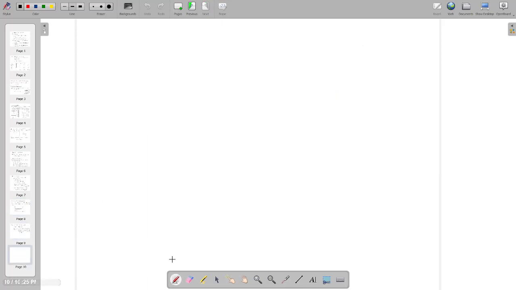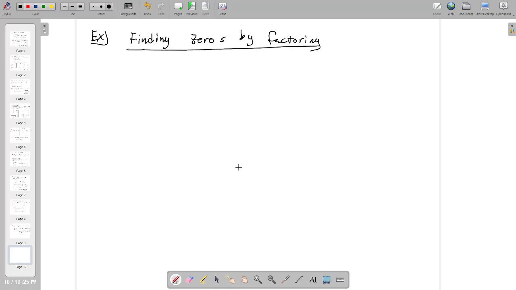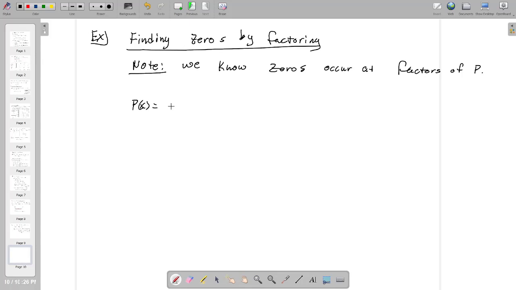Okay, we're going to do a different type of example here now. We're getting to a point where we can combine a few of the things that we learned so that we can try to graph an equation. First, I want to note, we know zeros occur at factors of p. If our p of x is equal to x cubed plus 4x squared minus 4x minus 16, and we want to graph this, we can find the zeros immediately.